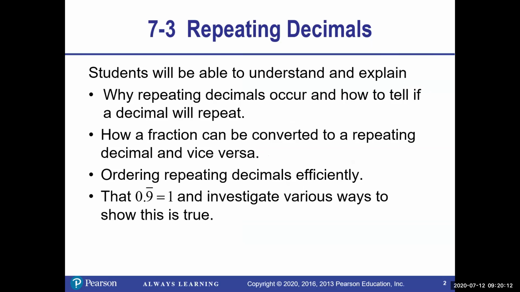At the end of this section, students will be able to understand and explain why repeating decimals occur and how to tell if a decimal will repeat, how a fraction can be converted to a repeating decimal or vice versa, and ordering repeating decimals, right? And then we also look at this investigation. This is very interesting, the final bit of this section.